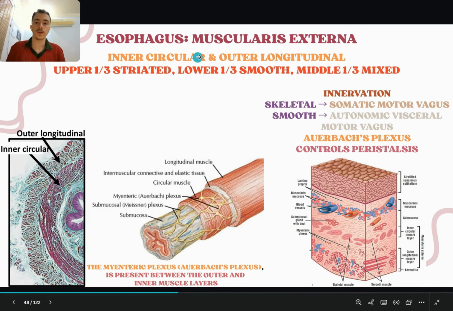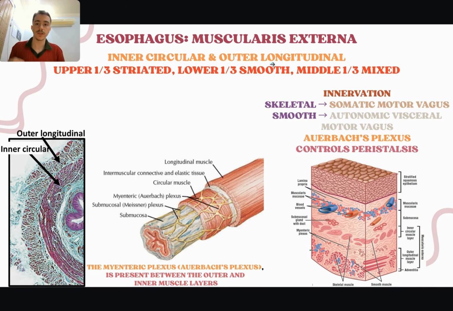Okay. Esophageal muscularis externa. This is now under the submucosa. Submucosa, muscularis, which is the muscle. We have inner circular and outer longitudinal. We talk about it in physiology, in anatomy. Now we're in the histology. We can divide the esophagus to three parts: upper, lower, and middle. The upper one is striated, which is going to be skeletal.